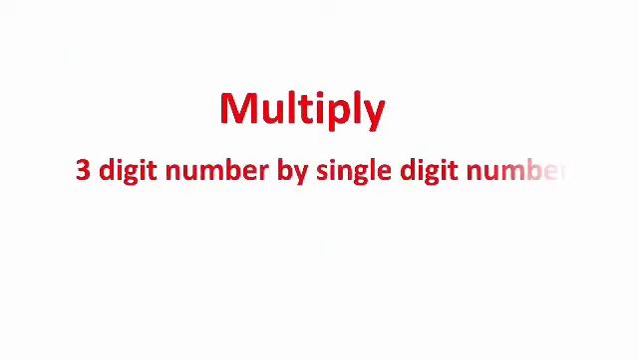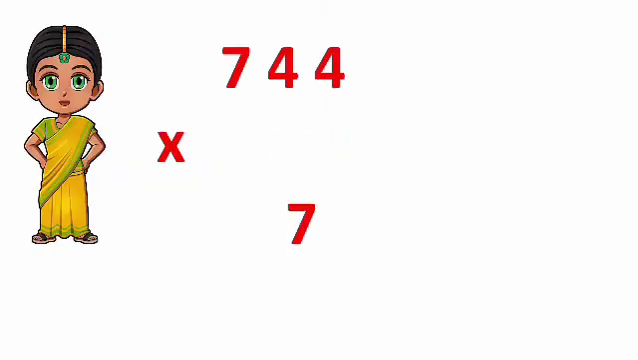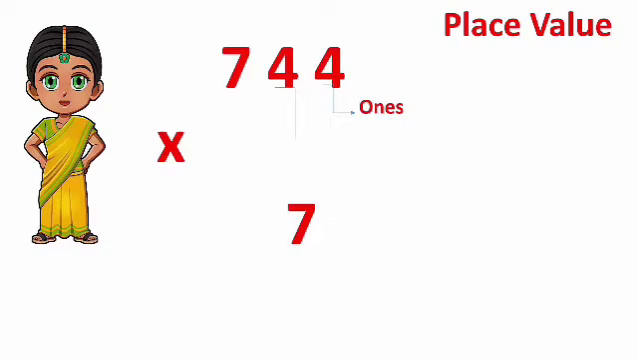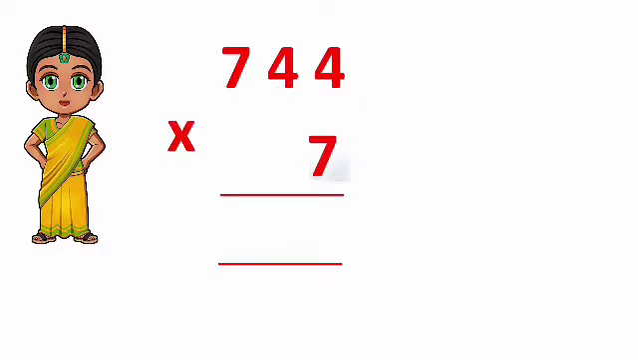Multiply 3-digit number by single-digit number. Multiply 744 by 7. The place value of 4 is ones place, 4 is tens place, and 7 is hundreds place. The number 7 is in ones place. Now multiply 7 with 4 in ones place. And now multiply 7 with 4 in tens place. And then 7 with 7 in hundreds place.